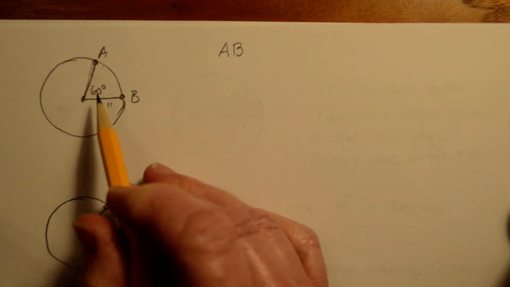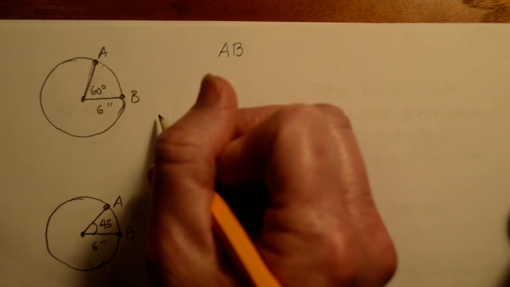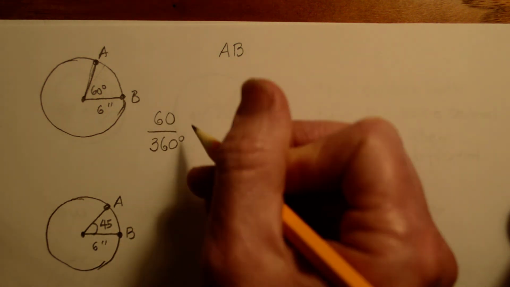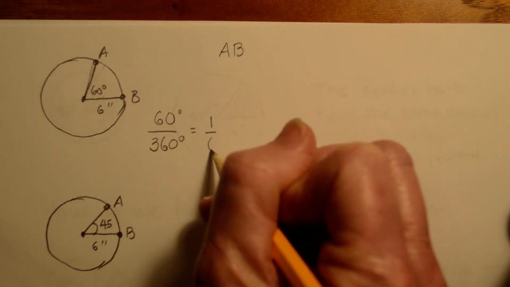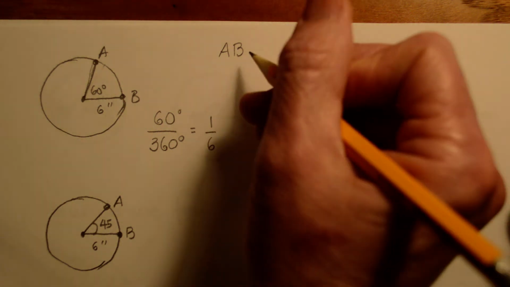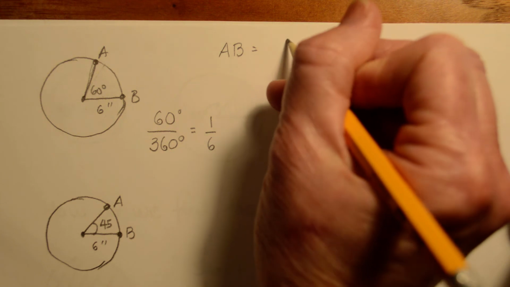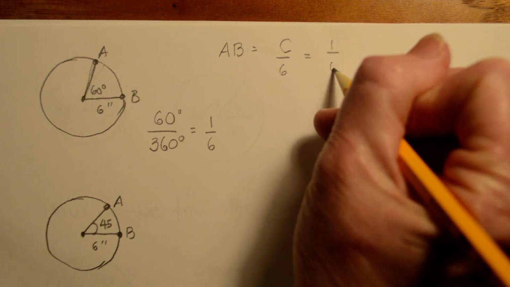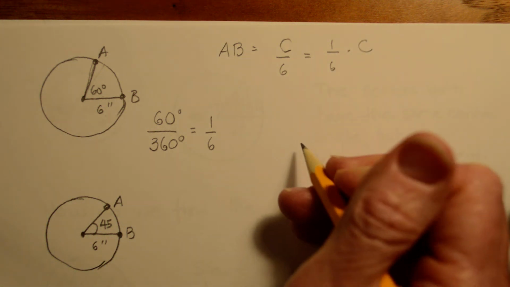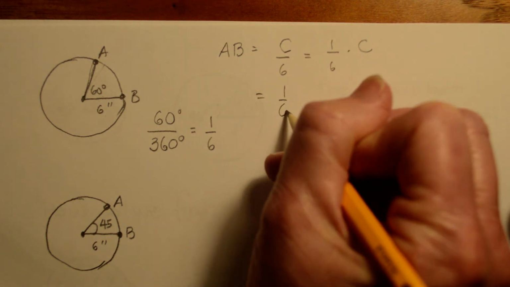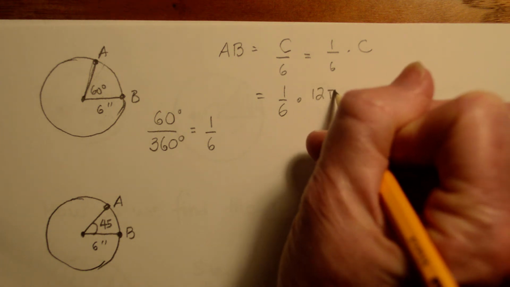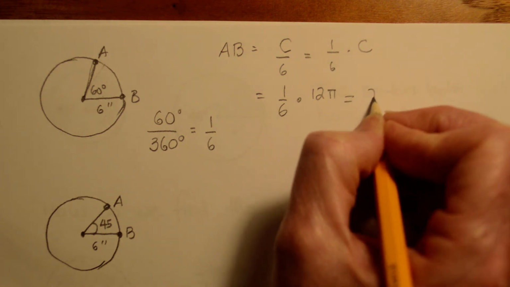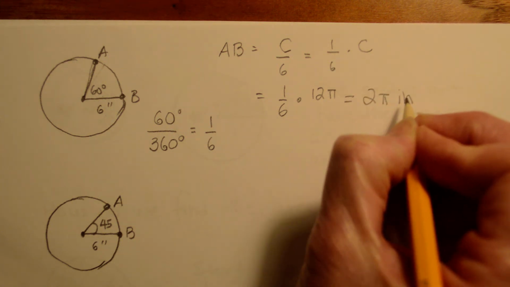All right, so if I were to find the length of arc AB, I would use the same reasoning as a second ago. Here I'm using 60 out of the 360 degrees in the circle, and that reduces to 1/6. So the length of AB would be our circumference divided by 6, or 1/6 of the circumference. That would be 1/6 times 12 pi. Again, the 12 pi came from that very first one that we did, and here we would end up with 2 pi inches.